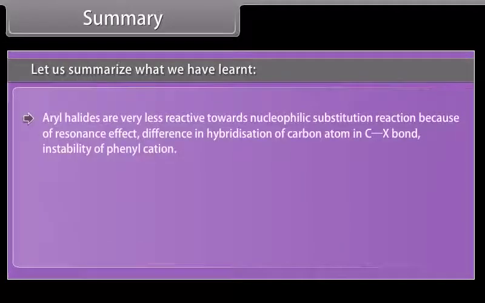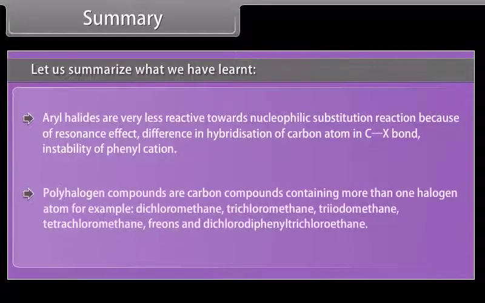Aryl halides are much less reactive towards nucleophilic substitution reactions because of the resonance effect, the difference in hybridization of the carbon atom in the C-X bond, and the instability of the phenyl cation. Polyhalogen compounds are carbon compounds containing more than one halogen atom. For example, dichloromethane, trichloromethane, triiodomethane, tetrachloromethane, freons, and dichlorodiphenyltrichloroethane.